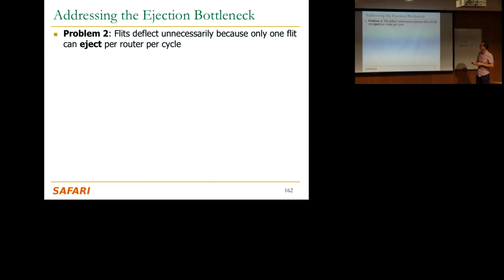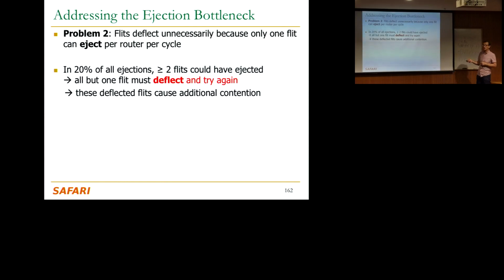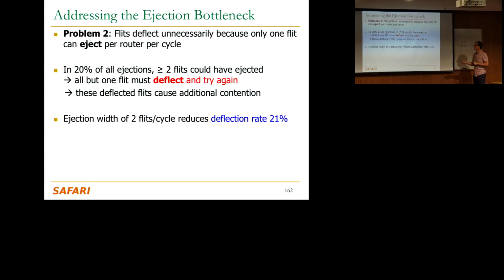So the ejection bottleneck, I've already given you the idea. Flits deflect unnecessarily because only one flit can eject per router per cycle. It turns out in 20% of all ejections, 2 or more flits would have ejected. But all but one must deflect and try again. These are empirical numbers. And clearly, these deflected flits cause additional contention.